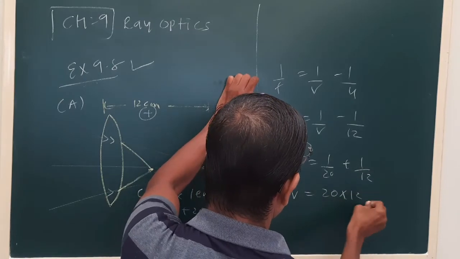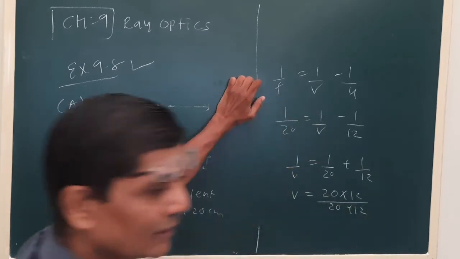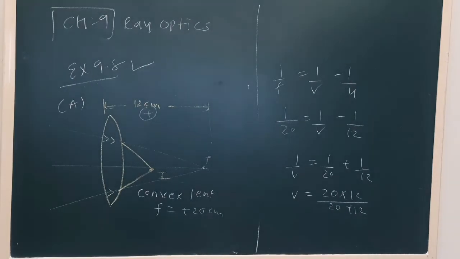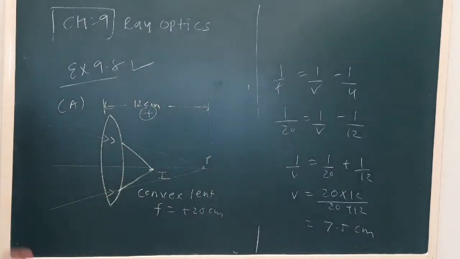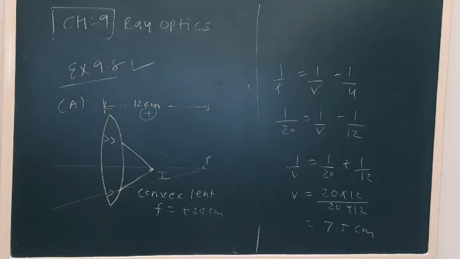20 into 12 upon 20 plus 12. Now if I solve for this, we'll get 7.5 centimeter. What we can say, the image is formed at 7.5 centimeter. So this is part A of the question.